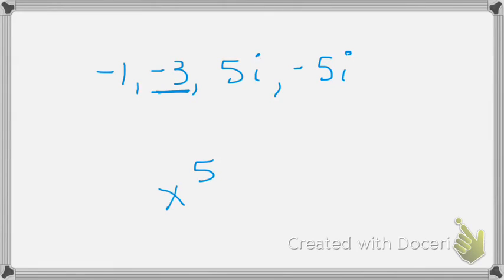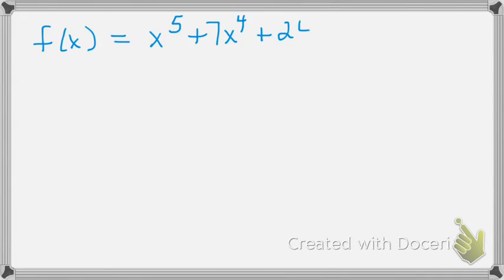All right, let's do one more of those. So f of x is equal to x to the 5th plus 7x to the 4th. Is this example 5? Example 5, yes.